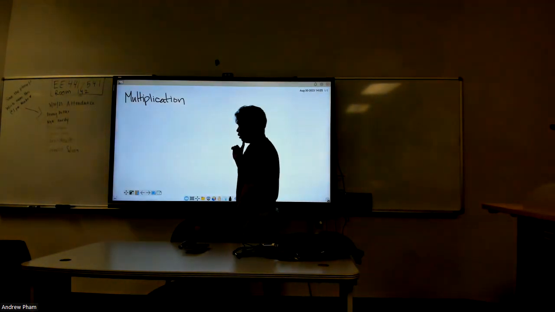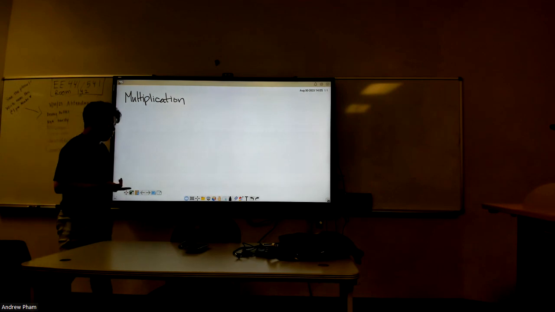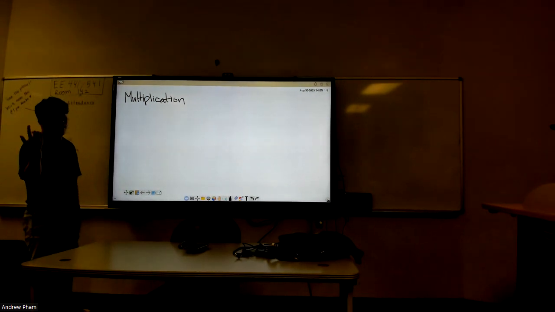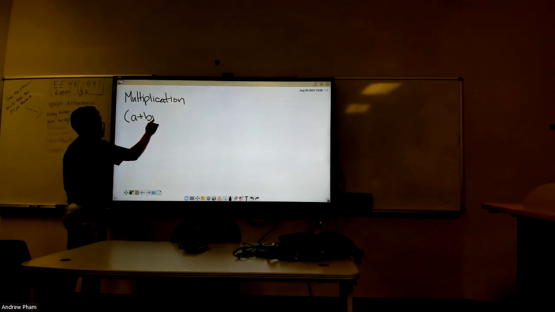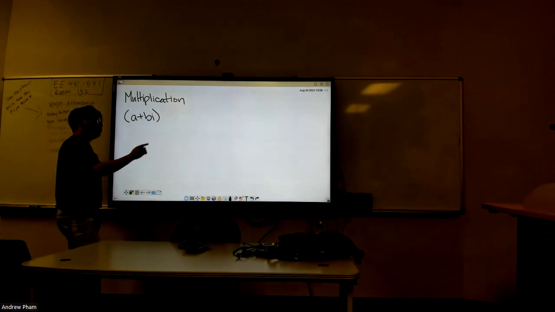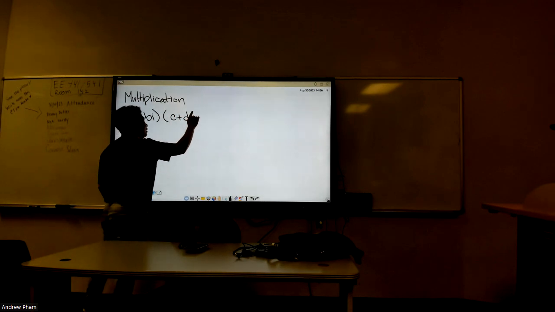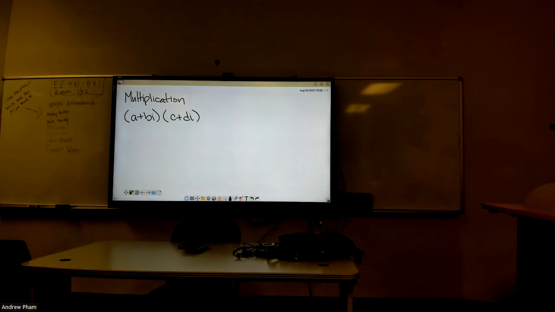All right, so multiplication with complex numbers. Let's say I have two complex numbers and I want to multiply them. An example of a complex number generally would be a plus bi. That's one complex number. And I'm going to multiply it by a second one. Let's call it just c plus di. Again, a, b, c, and d are just placeholders for any real number. This is just me writing this very generally.